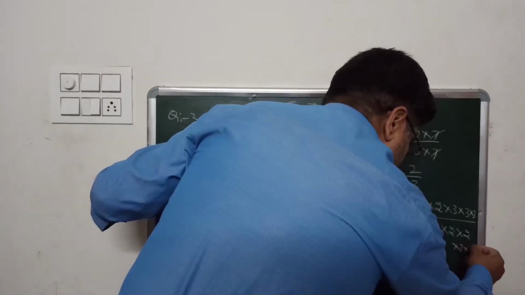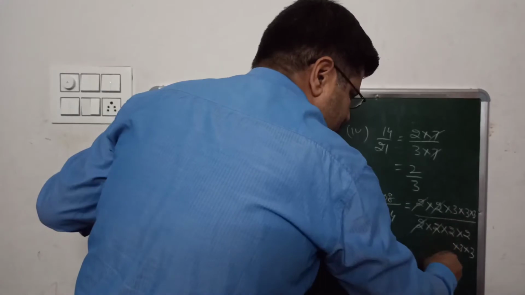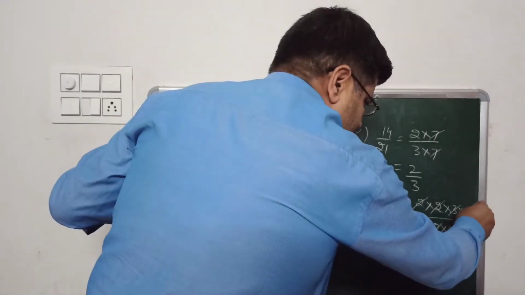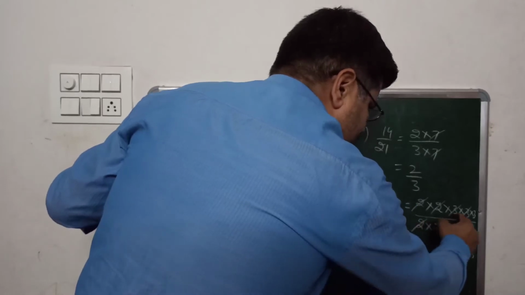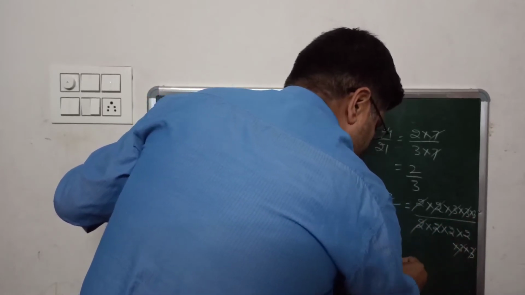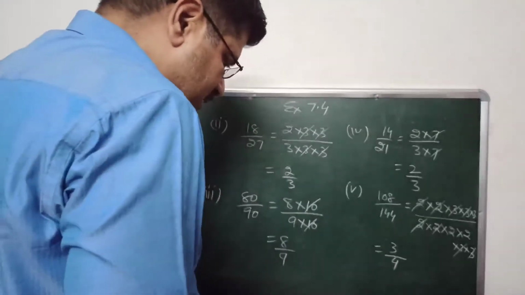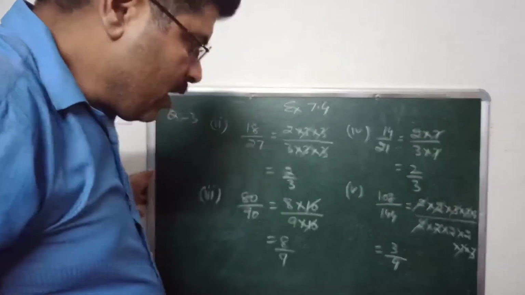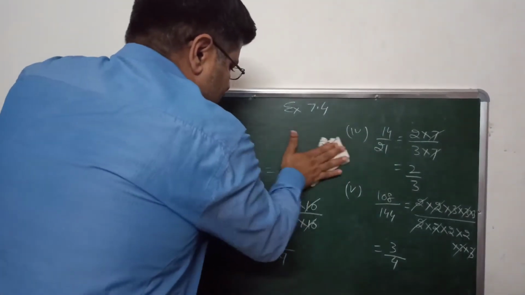Now if you see, these 2s will cancel with these 2s, and the 3s will cancel with these 3s. And what is left in the numerator? 3 is left and in the denominator 4 is left. So 3 by 4 is the lowest form. And now after this fifth part, we have sixth part.